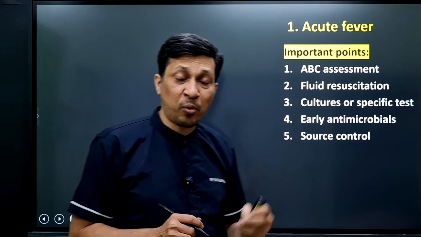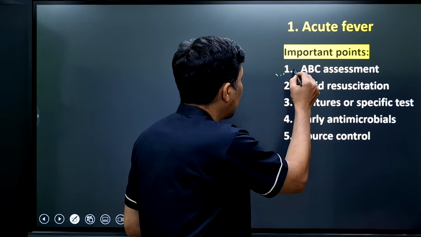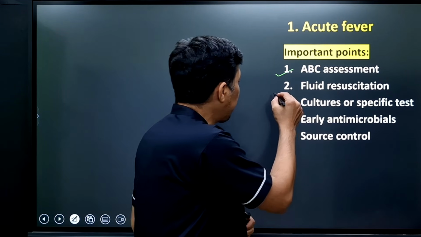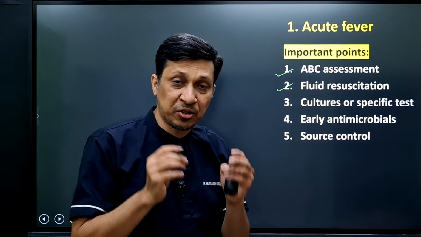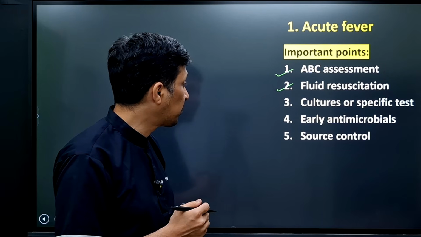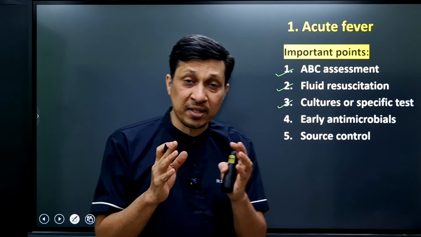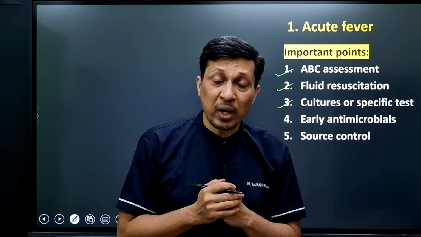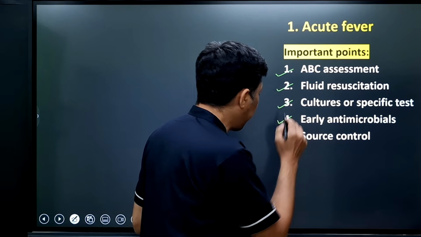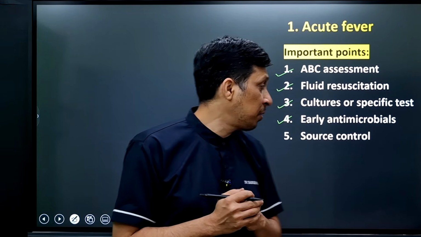What are the important points in the management of acute fever? The first important point is ABC assessment: airway, breathing, and circulation. The second is fluid resuscitation. In case of shock, first we give fluid to improve the perfusion. The third is that we have to send appropriate cultures and specific tests to identify the cause of infection. Then comes early antimicrobials. The earlier we give antimicrobials, the better the survival of the patient.